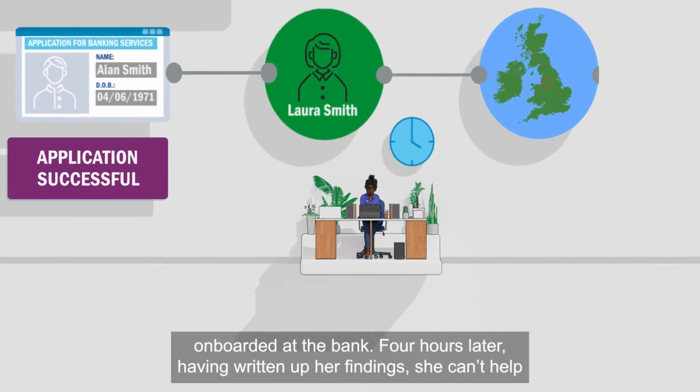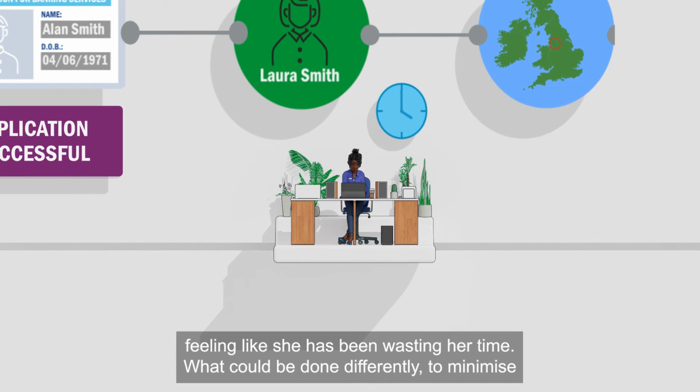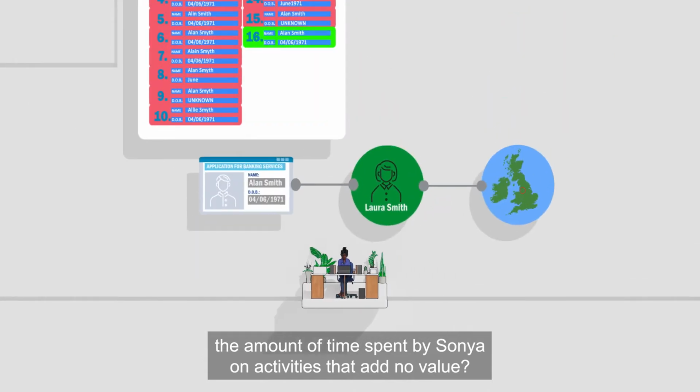Four hours later, having written up her findings, she can't help feeling like she has been wasting her time. What could have been done differently to minimise the amount of time spent by Sonia on activities that add no value?